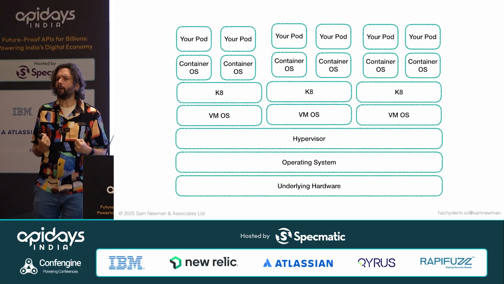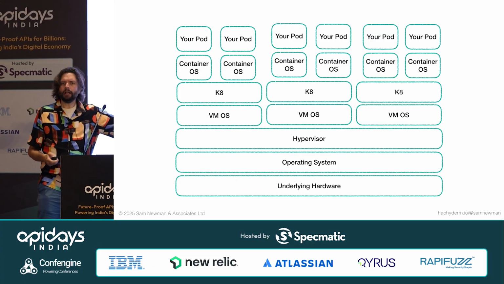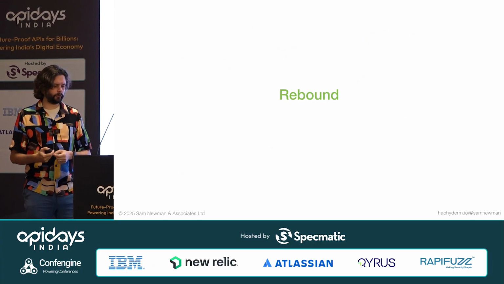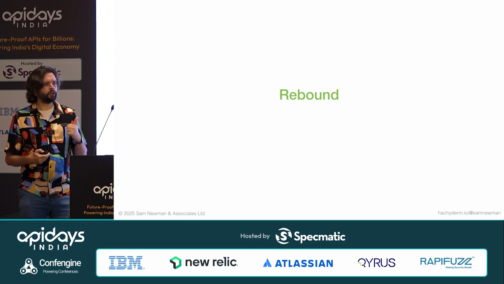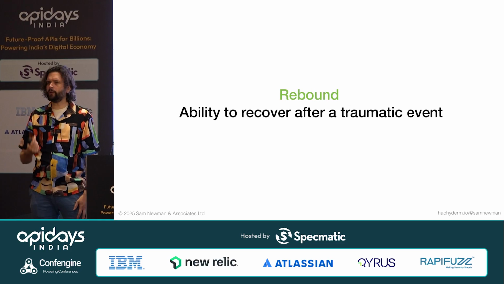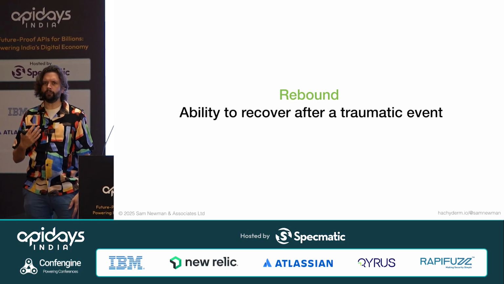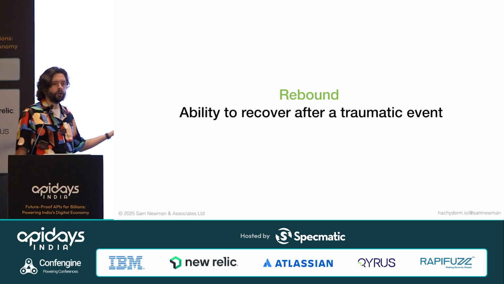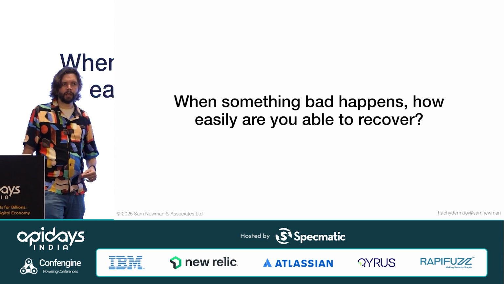We have to be aware that this challenge exists. Let's move on now to looking about rebound. This is our ability to recover after a traumatic event. And again, this is often where safety management wasn't really being handled well. Something goes wrong. When something goes wrong, how easy are we able to recover?